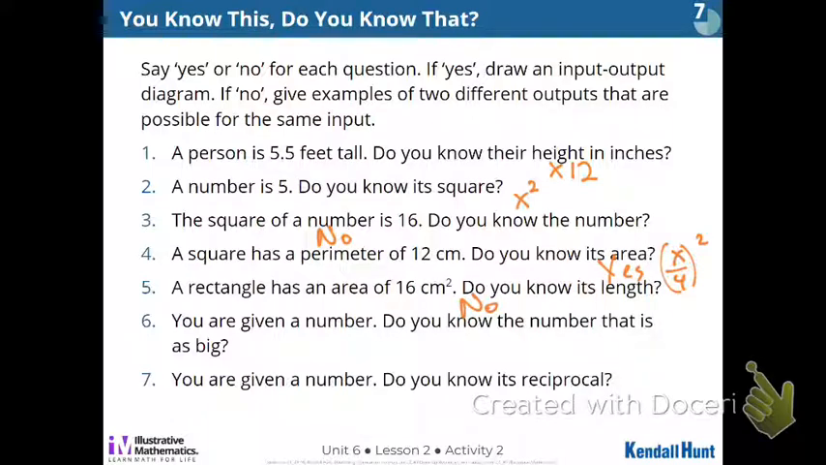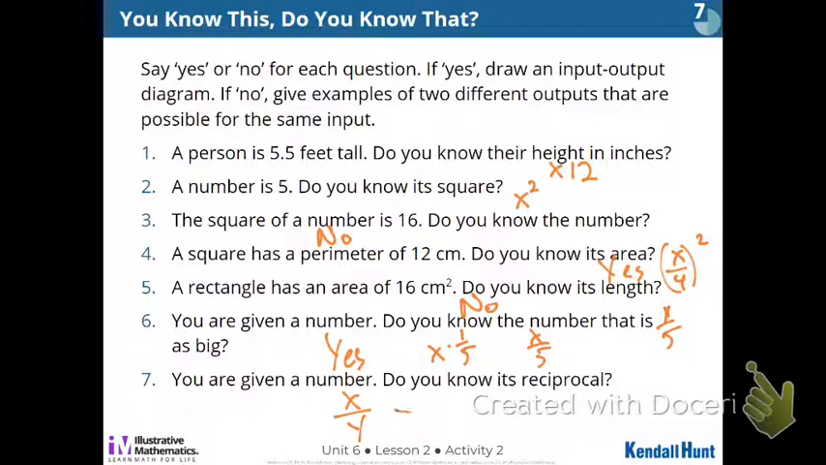If you're given a number, my slide's missing a 1/5 right here. If you're given a number, can you find something that's 1/5 as big? Yes. And the rule would be something like x times 1/5 or x divided by 5. Those would be the same thing. Okay. And you're given a number. Do you know its reciprocal? Always, yes.